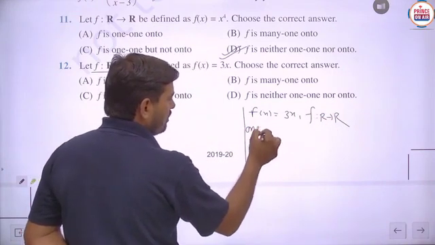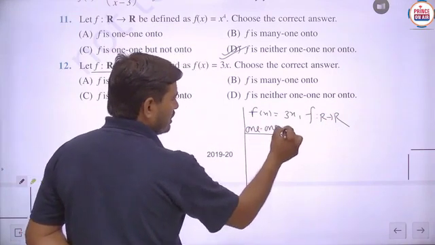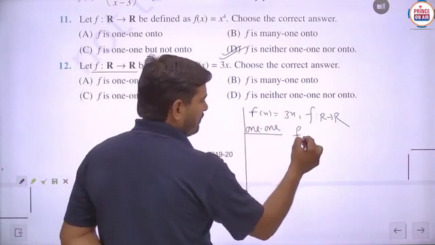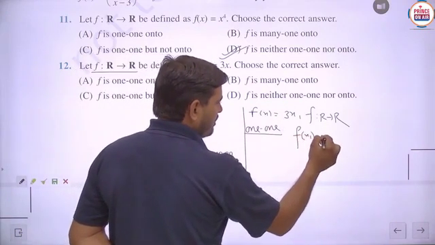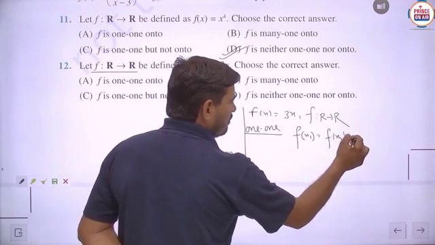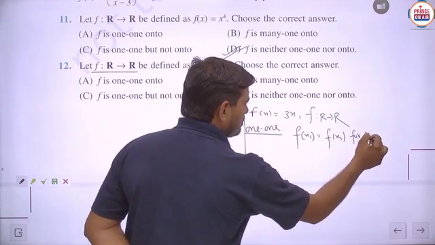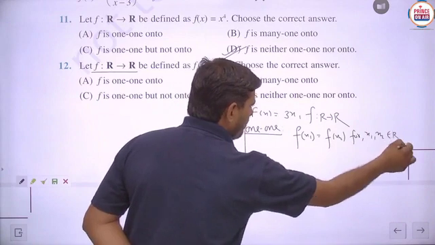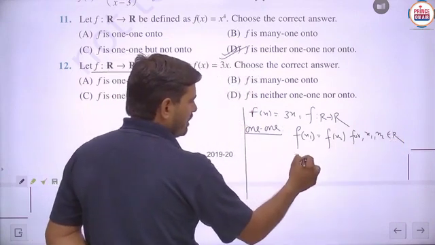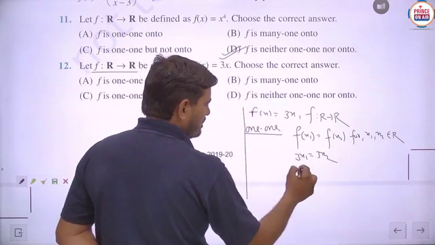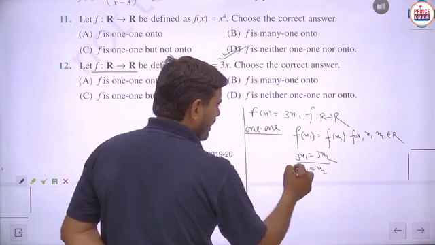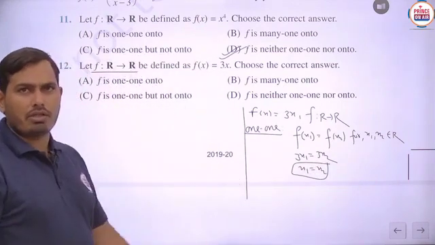So first of all we have to check the one-one case. In the case of one-one, f(x1) equals f(x2) for x1, x2 belonging to any real number. Then 3x1 equals 3x2 and so x1 equals x2, and if x1 equals x2 then the function is said to be one-one.